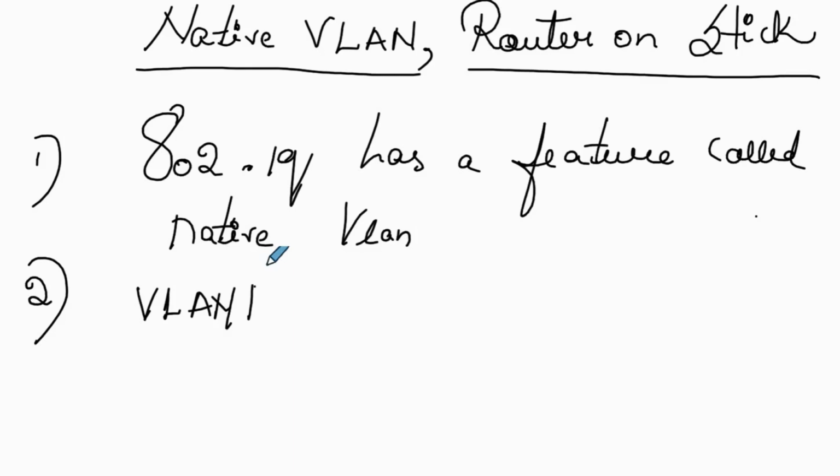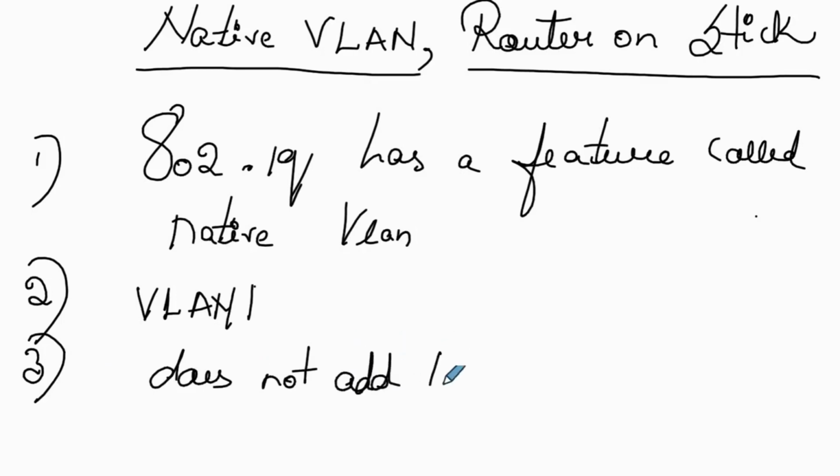The switch does not add 802.1Q tags to the frames in the native VLAN. So in the native VLAN, the tags will not be added to the frames. When the switch receives an untagged frame on a trunk port, it assumes the frame belongs to the native VLAN.